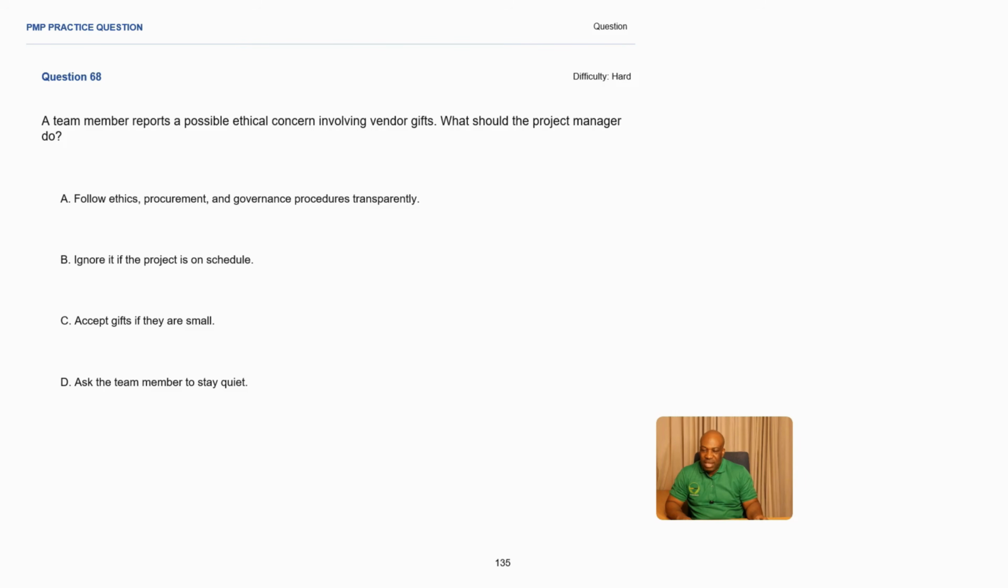Practice question number 68. A team member reports a possible ethical concern involving vendor gifts. What should the project manager do? Okay, so we have a team member here. He is raising a possible ethical concern about some gifts that are happening in the project. The difficulty level is hard here. What should the project manager do?